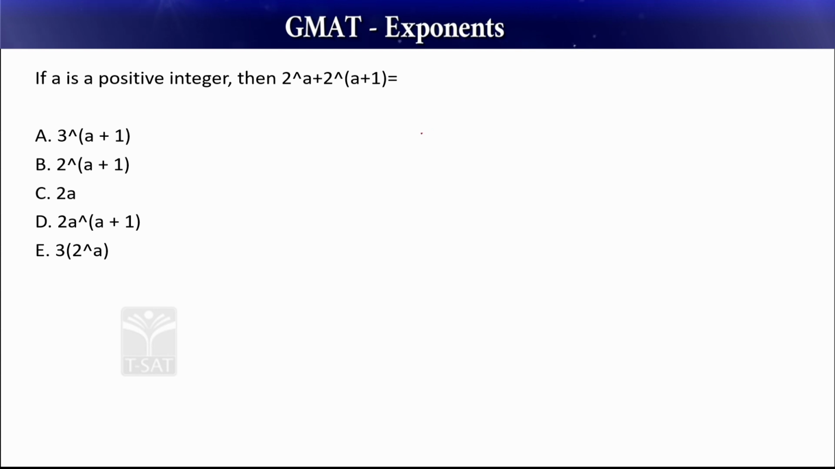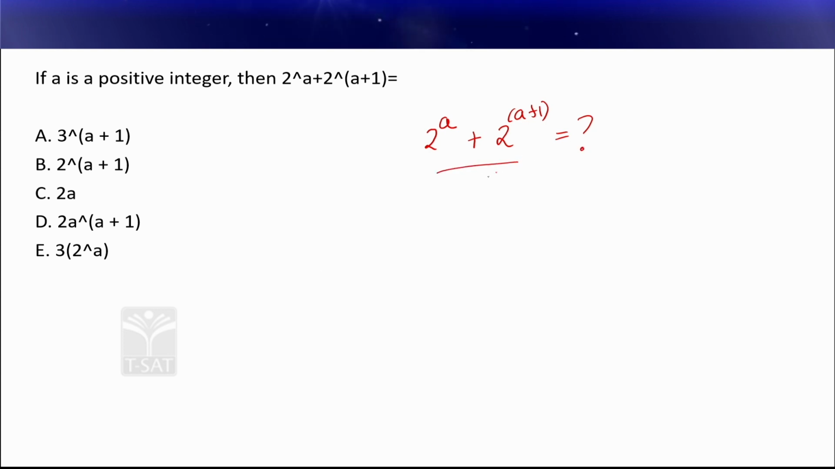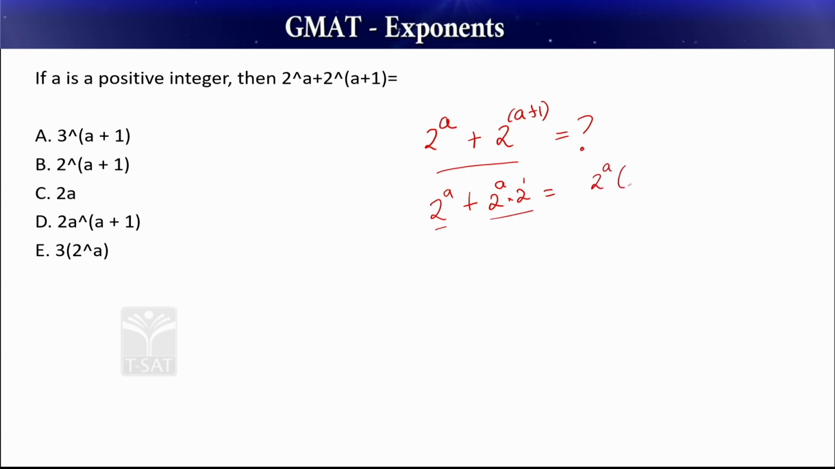We have 5 options. So the question is 2 to the power of a plus 2 to the power of a plus 1 is equal to which of these options? So this is nothing but 2 to the power of a into 2 to the power of 1. So you can take 2 to the power of a common in both of these. You will be left with 2 to the power of a into 1 plus 2 to the power of 1.